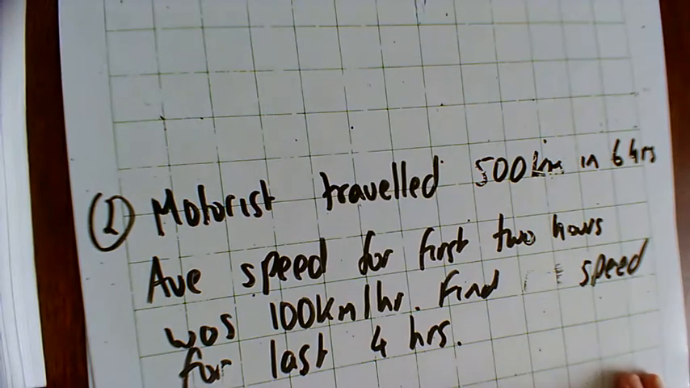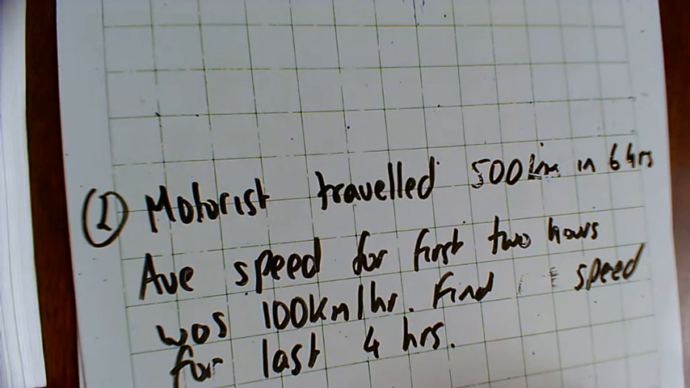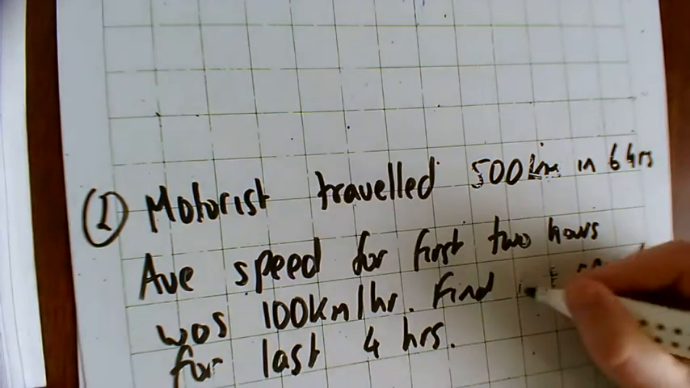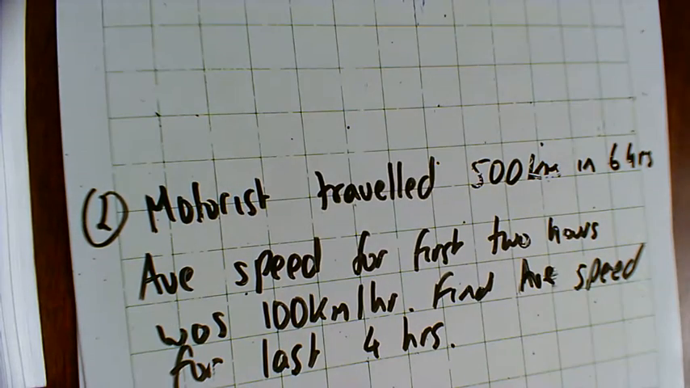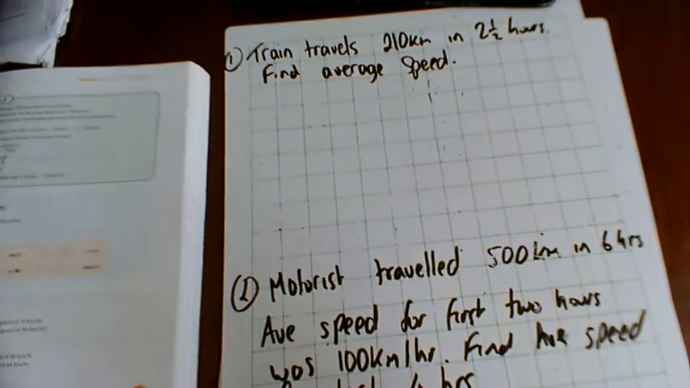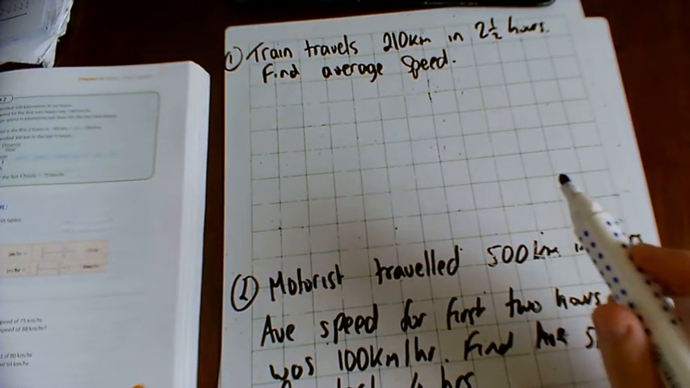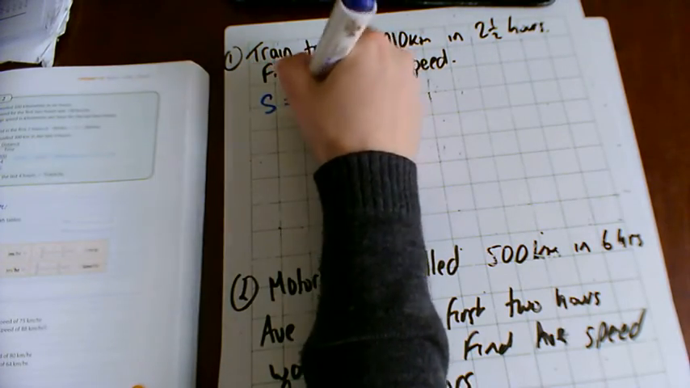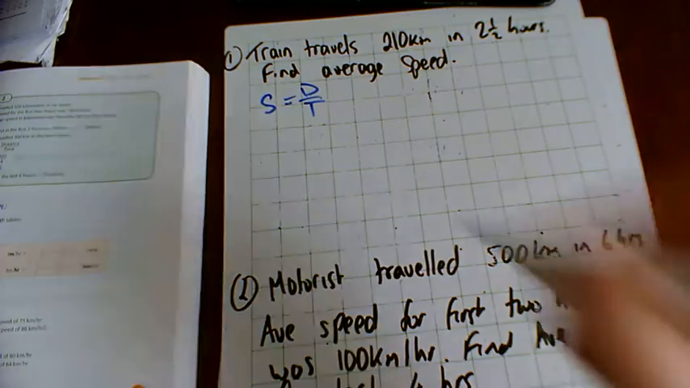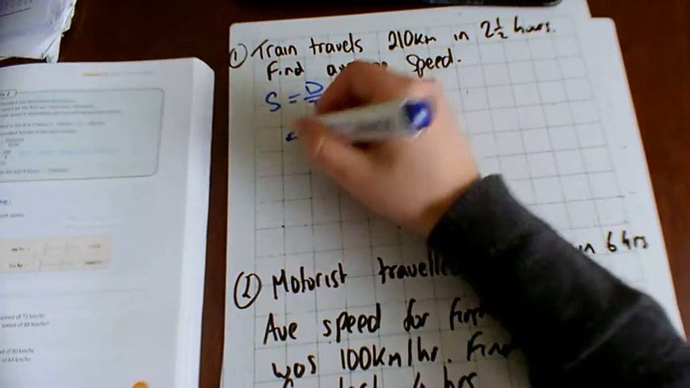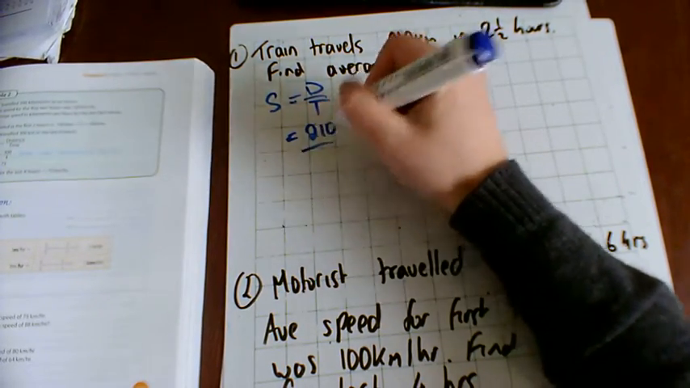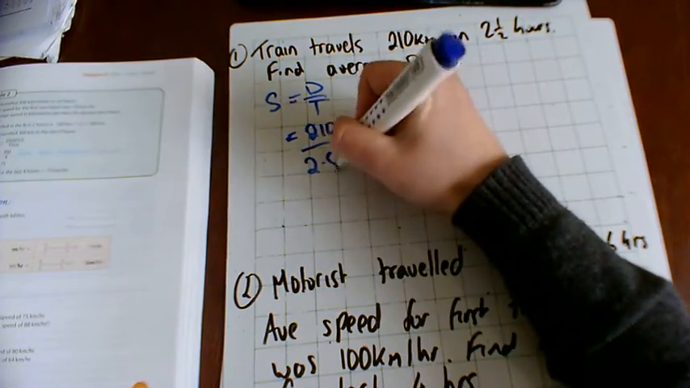I'm going to go through two examples and then let you away. So nice and easy. First one. A train travels 210 kilometers in 2.5 hours. Find the average speed. So like we said, speed is distance over time. Speed is the distance, which is 210, divided by the time, which is 2.5 hours.